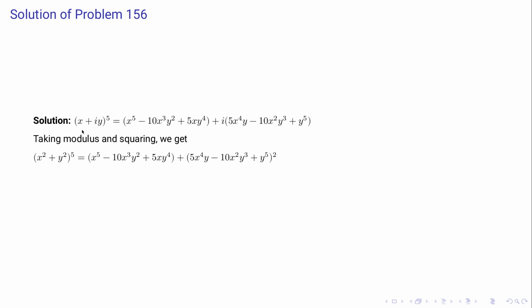The other way to do it would be you write the expansion of (x − iy)⁵, which would be this minus i into this. So once you do that, you multiply both (x + iy)⁵ with (x − iy)⁵, you will arrive at the same result.